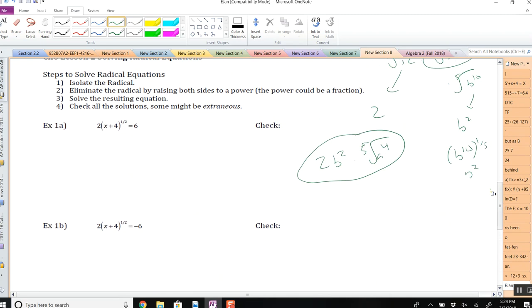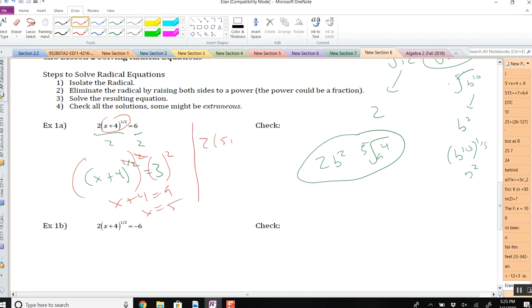So here we'll divide both sides by 2. And remember, that's anything to the 1/2 power, a square root. But what you could do is that after you isolate this part right here, you can just square both sides, get rid of that, and x equals 5. You should check your work. So it's 2 times 9 to the 1/2 equals 6. 2 times 3 equals 6. 6 equals 6. Awesome.